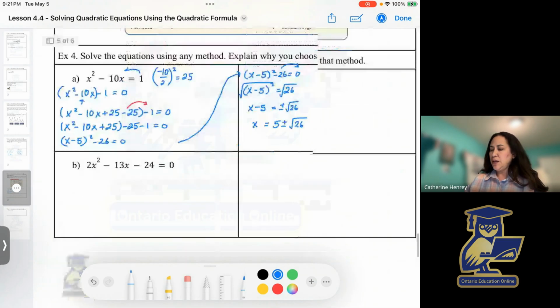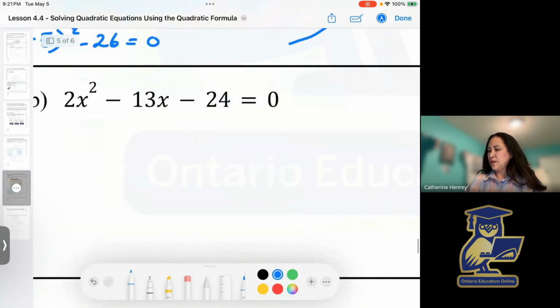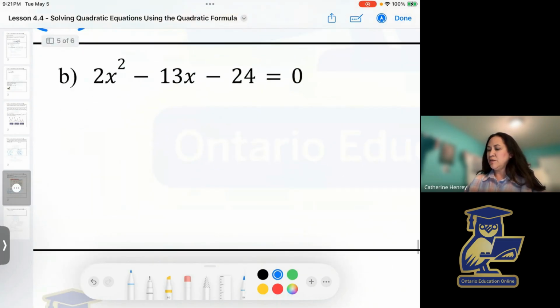Let's take a look at b. It is in standard form. It is 2x squared minus 13x minus 24 equals 0. And right away I have some bigger numbers. I don't necessarily want to use completing the square with this one. So why don't we go back and practice with our quadratic formula.